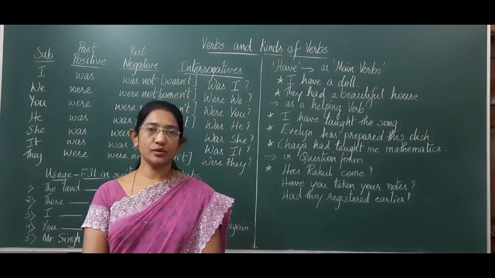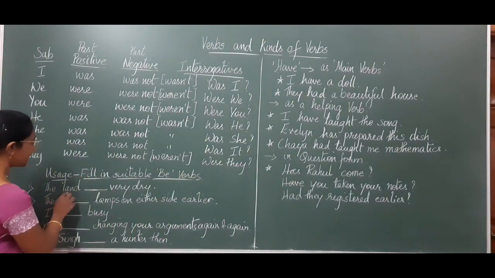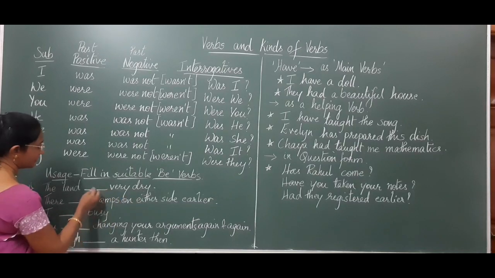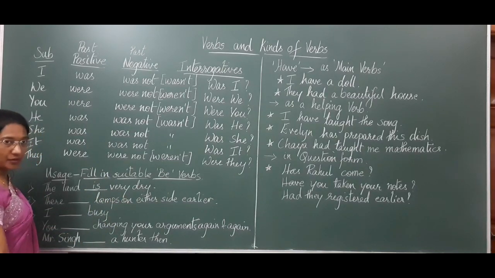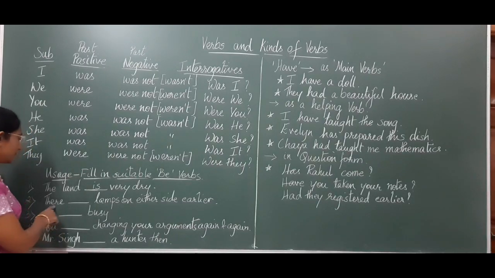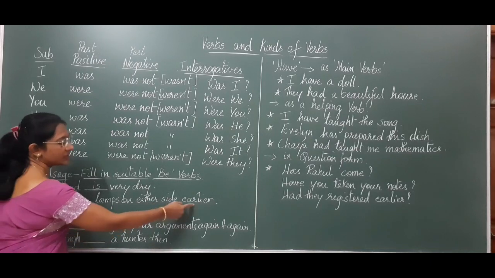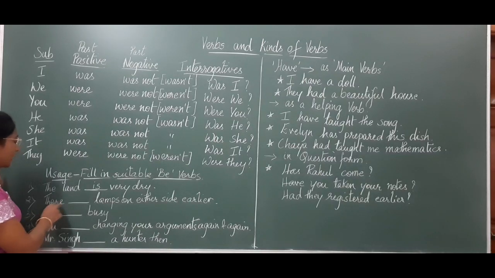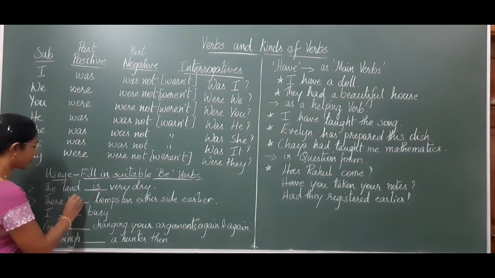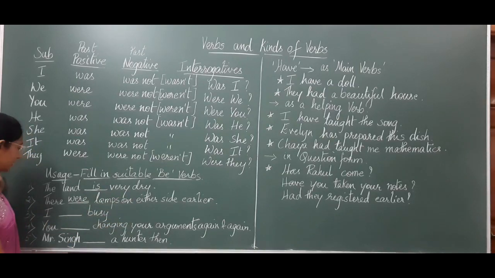Now we shall see the usage of be verbs. The land dash very dry: is very dry. If it is in past tense, you can use was very dry. There dash lamps on either sides earlier. Earlier denotes it is a past tense, so we shall take a past tense be verb: There were lamps on either sides earlier.